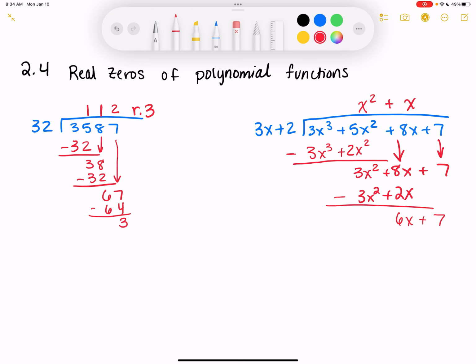3x goes into 6x 2 times, so plus 2. So 2 times 3x is 6x, and 2 times 2 is 4. Subtracting, that's going to give you 3. And then the way that we write this when we have a remainder with something like this, we write our final answer as x squared plus x plus 2 plus 3 over 3x plus 2.